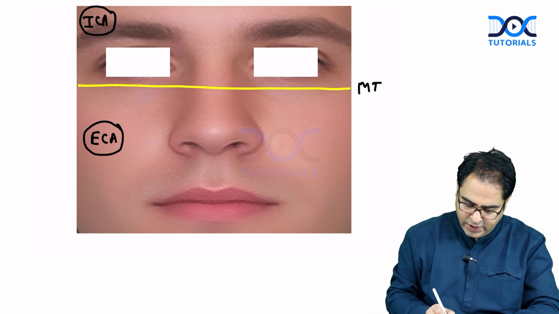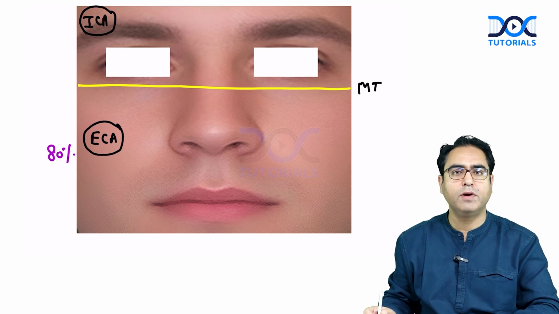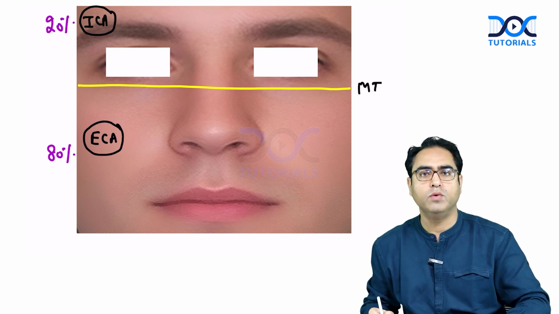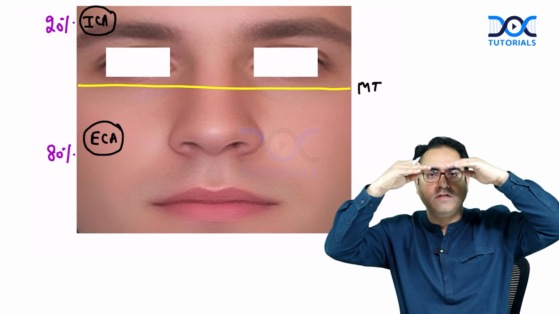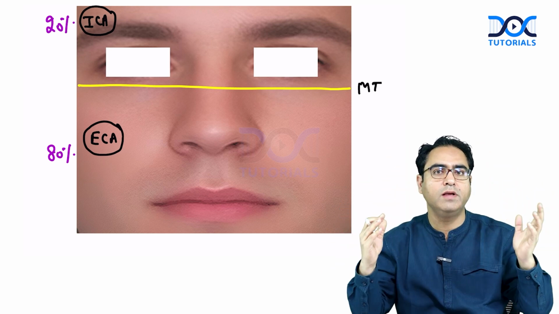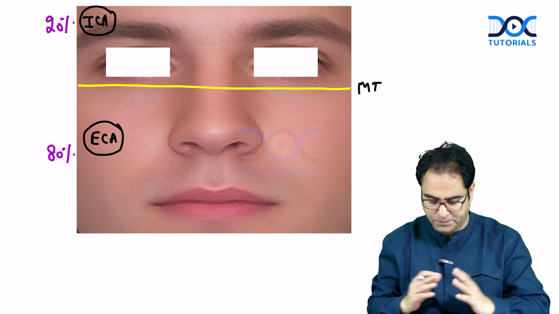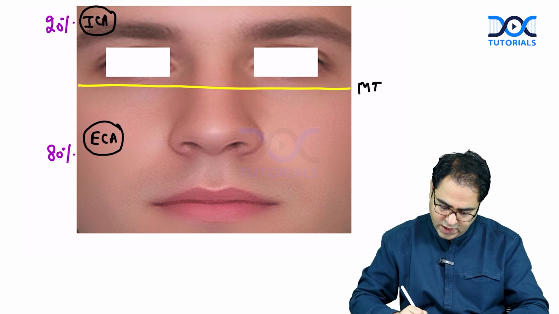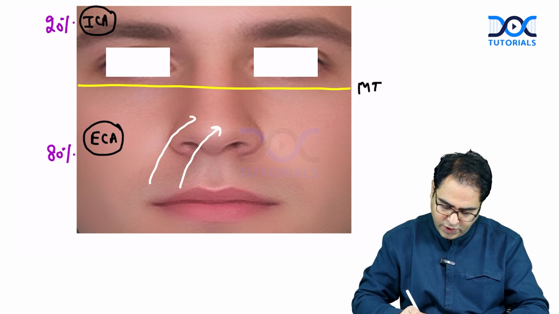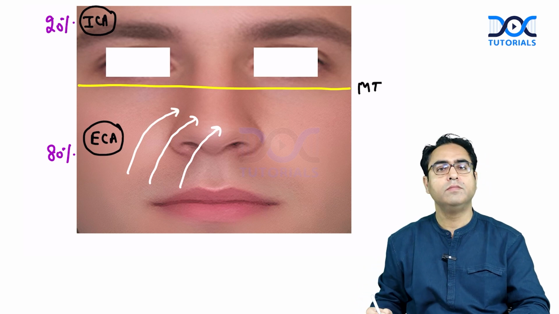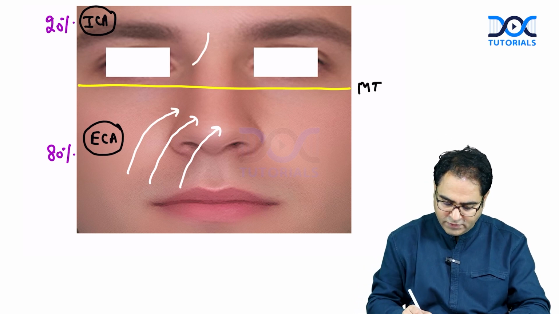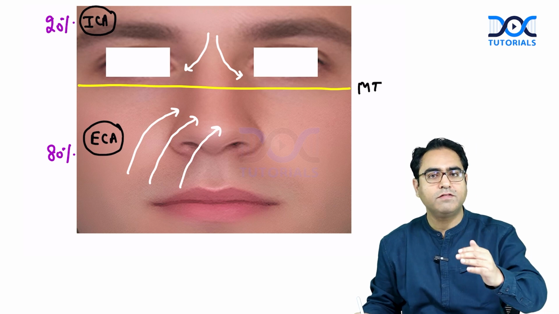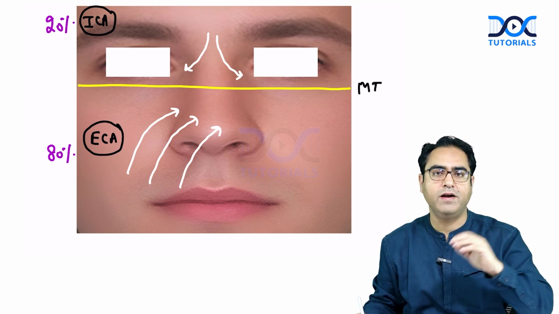My dear friend, ECA provides 80% of the blood supply to the nose and ICA gives 20% of the blood supply to the nose. So, above the middle turbinate, the brain side, the blood supply comes from the ICA, but that's 20% of total circulation. Now, let us guess the names of the blood vessels. From ECA, 3 branches go to the nose, and from ICA, 2 branches come to the nose. Let us guess the names of the 3 branches of the ECA territory.